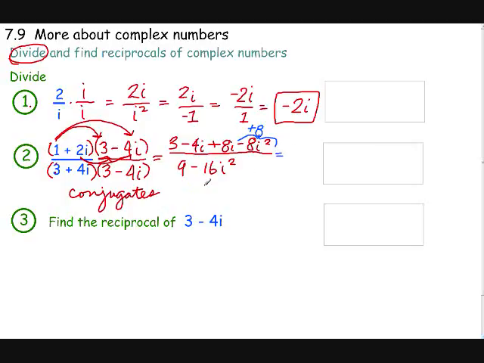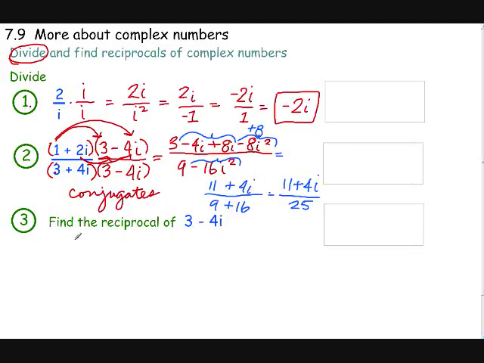So when I go to write that, which I'll do down here, I'm going to have a positive 8 and a positive 3. These are like terms. That'll give me an 11. And these are like terms. They just have i to the first power. That'll give me a positive 4i. In my denominator, my negative 16i squared is the same as positive 16. These are like terms, so my answer will be 11 plus 4i divided by 25.